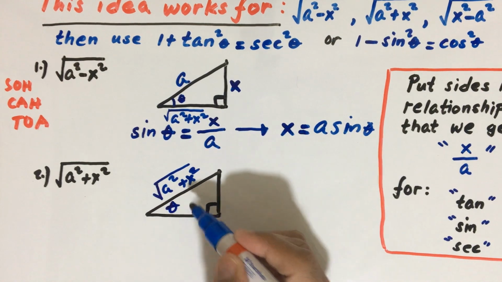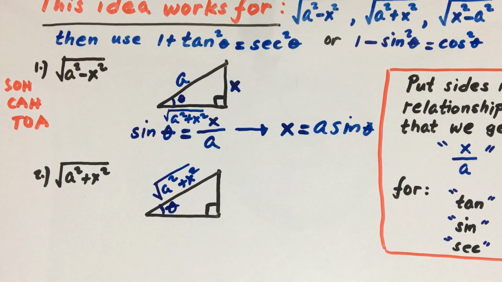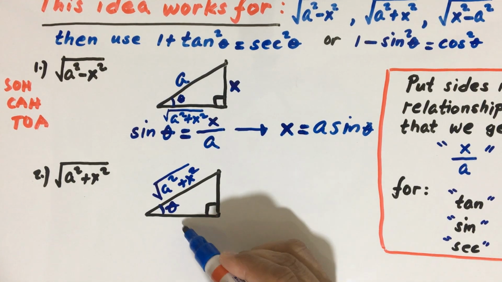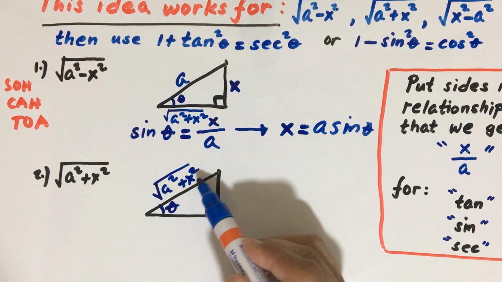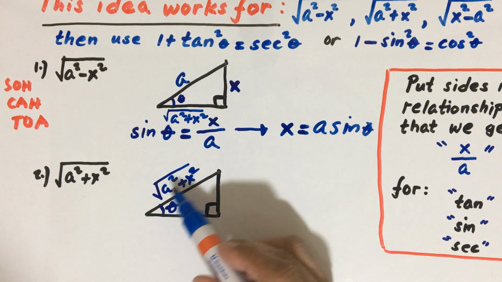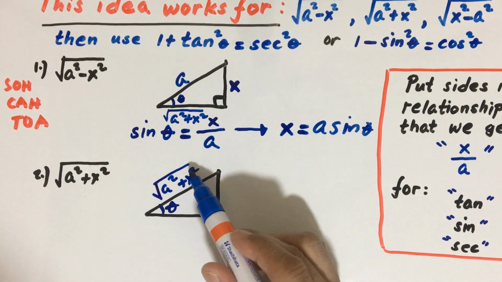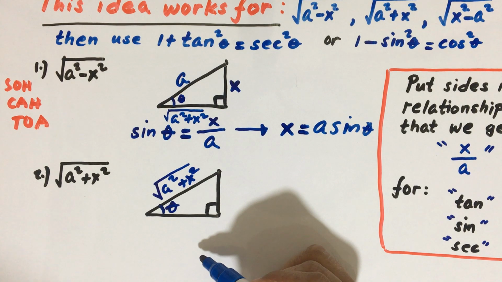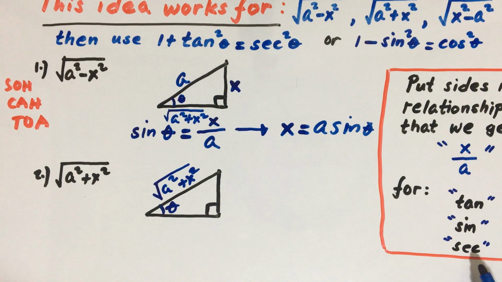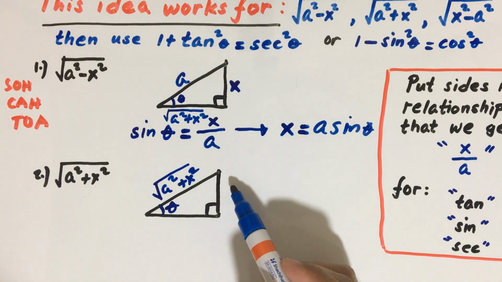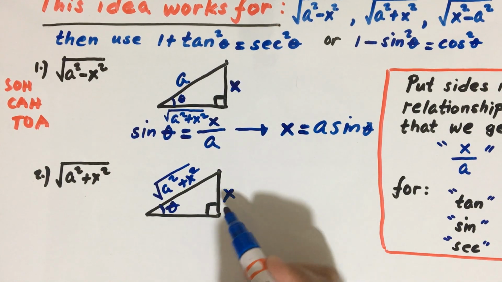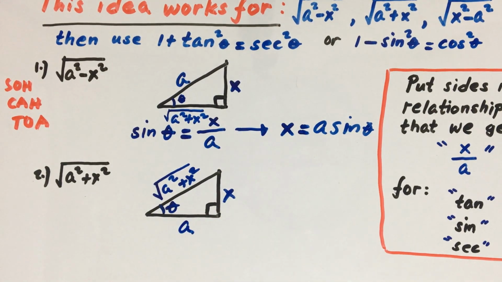So again, this is our angle theta. Assuming that I will use a here, if this is a, then this is x, and that will give us this for the hypotenuse. Or if this is our a and this is x, that will also give us this length of the hypotenuse. Our goal is to produce this x over a. So for example, if we put x on this side, then we can have our a on this side.